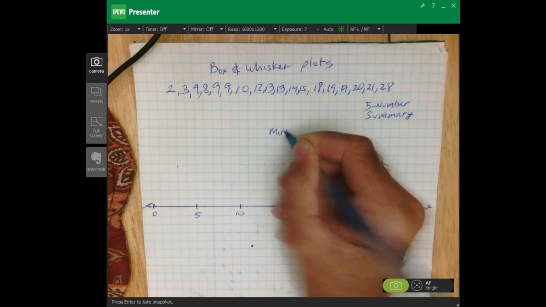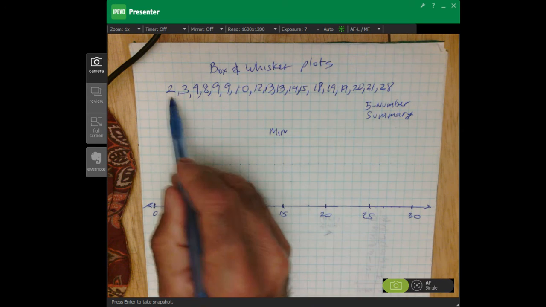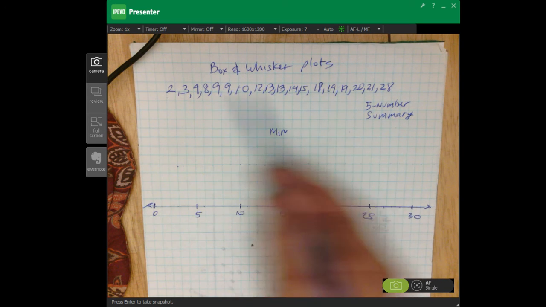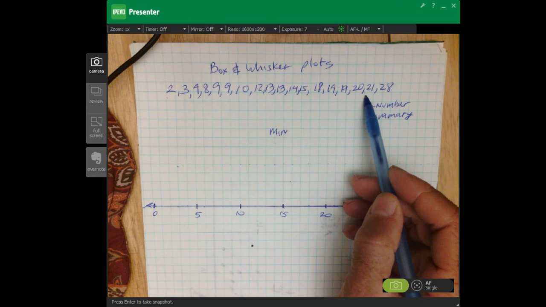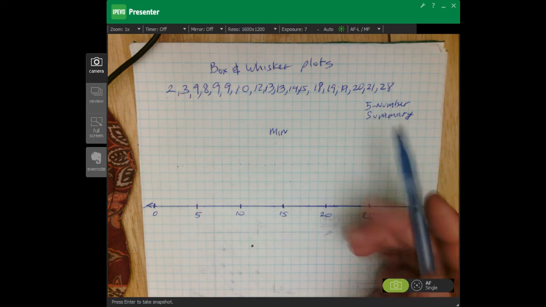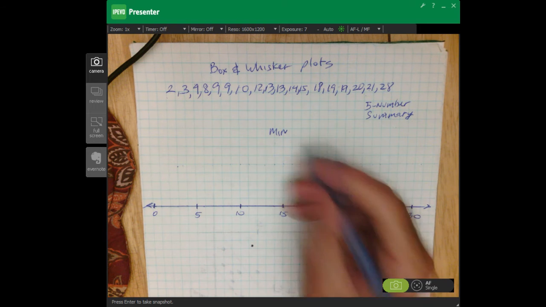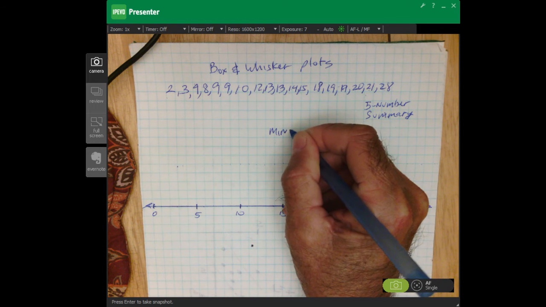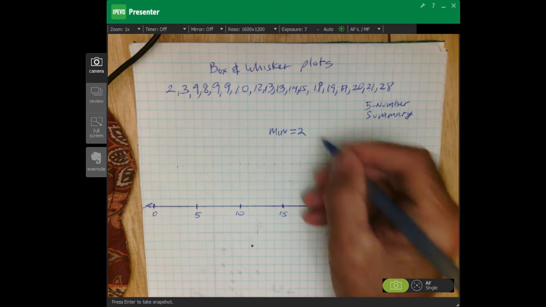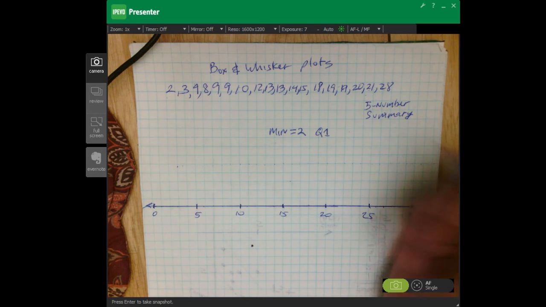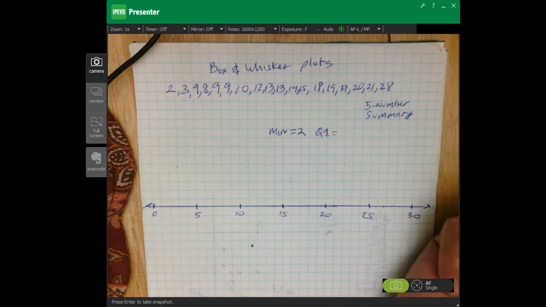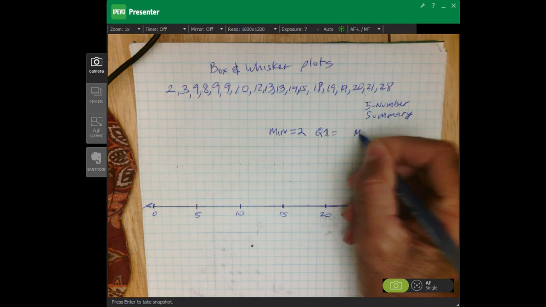The minimum is the smallest number. So you've got a data set, it should be arranged in order from smallest to largest. If it's not, then you have to do that first. But you find the smallest number, and in this case, the minimum is 2. Then we're going to have to find Q1, or the first quartile. We'll find that later. Then we find the median.